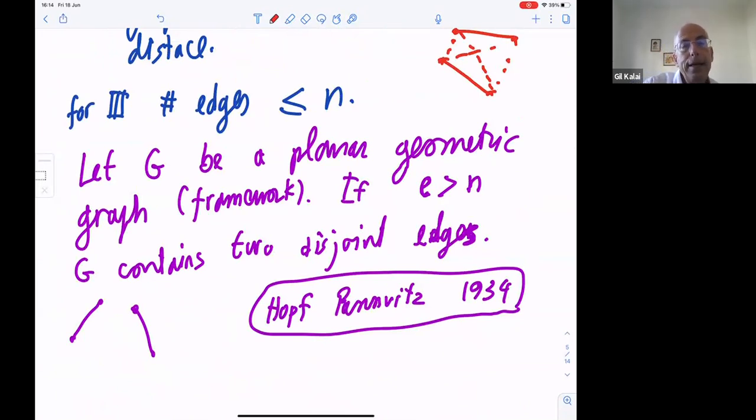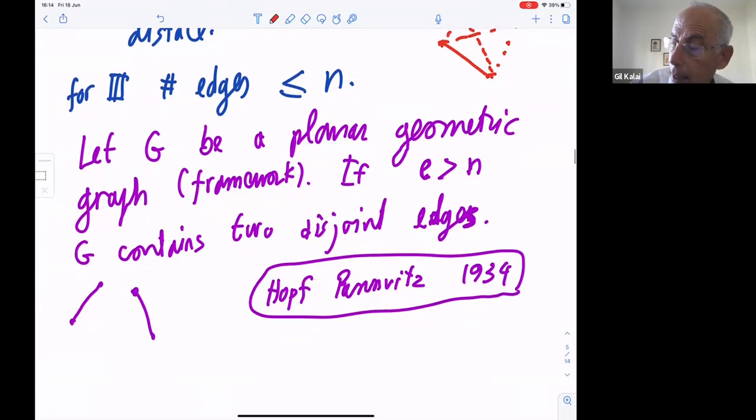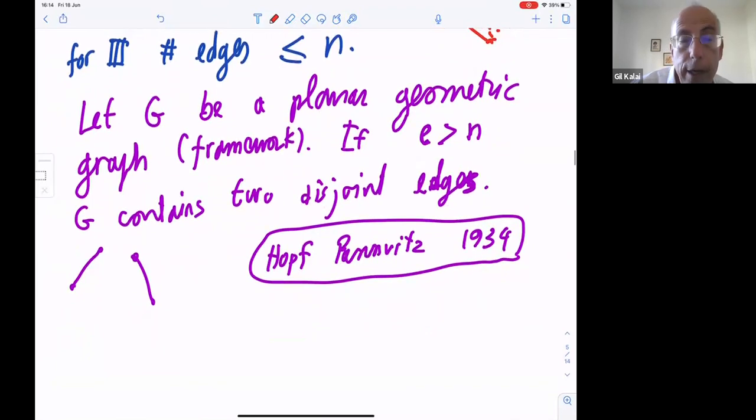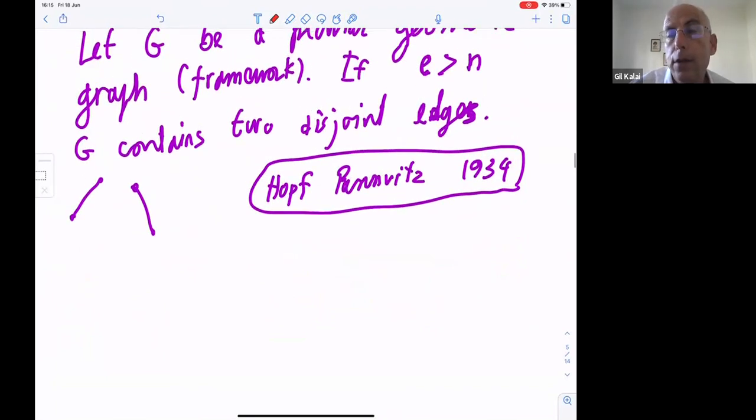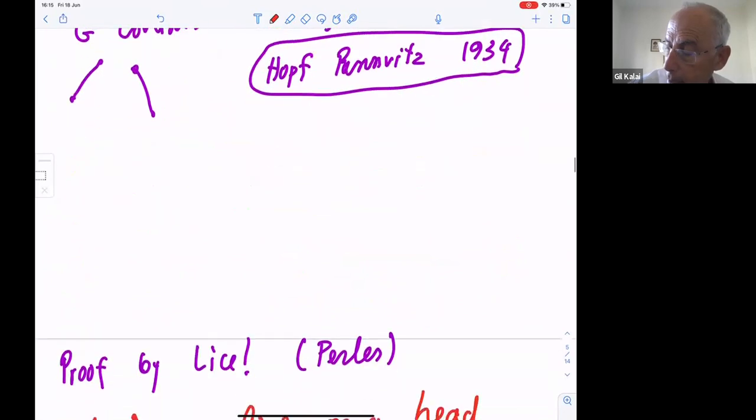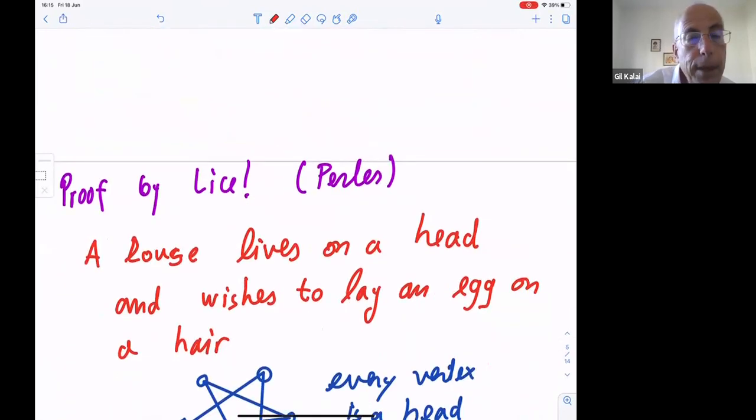And it is a starting point for a lot of work involving geometric graphs in the plane and in higher dimension. And let me show you a proof for this result, which is due to Micha Perles, and it uses an interesting technique. It uses lice. So here is the proof by lice by Micha Perles.